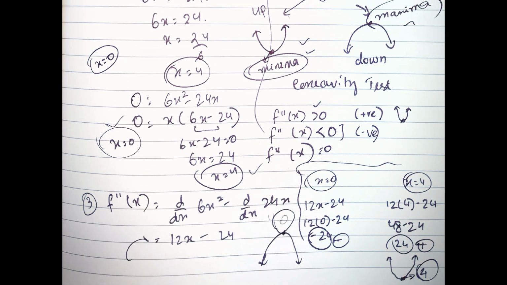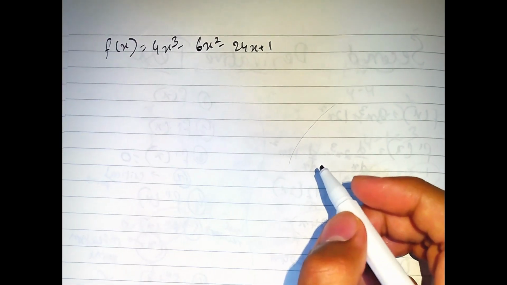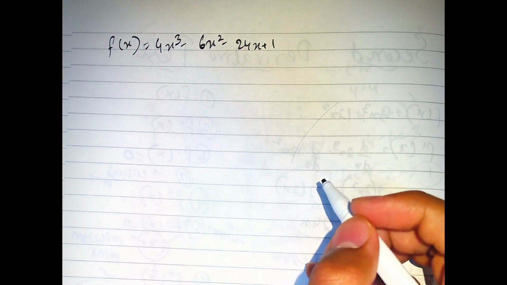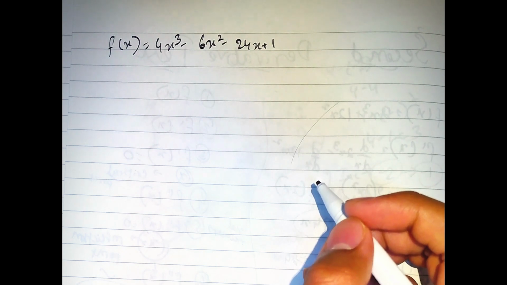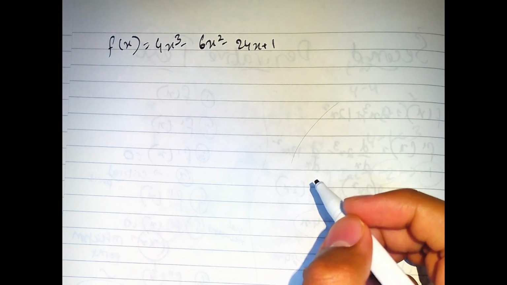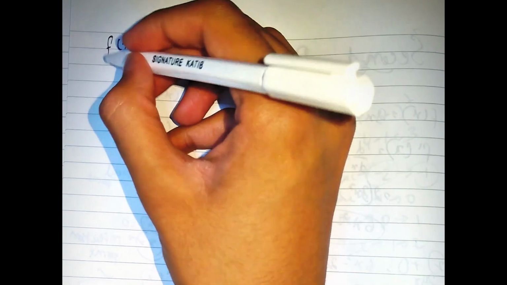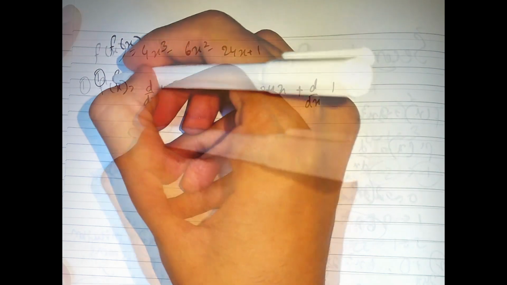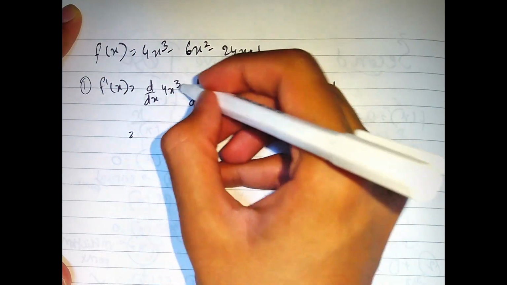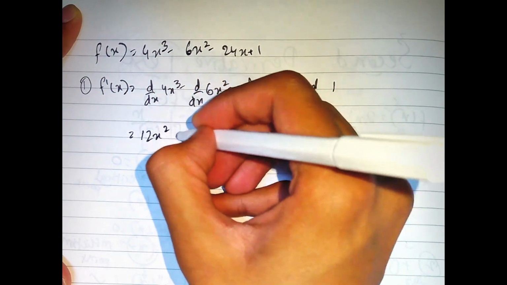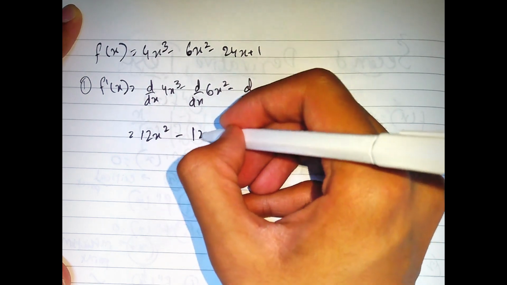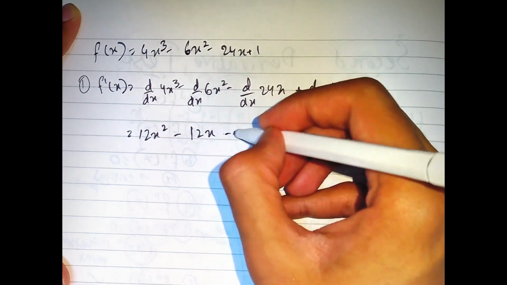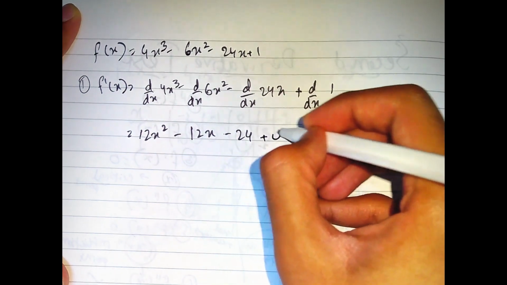Okay? Now let's try one more example. Okay, so there is a function 4x cubed minus 6x squared minus 24x plus 1. Now I would like you to try this question on your own and then watch my solution. So let's take the first derivative as a first step of solving this question. Now the derivative of 4x cubed will be 4 3s are 12x squared minus derivative of 6x squared will be 12x. Derivative of 24x will be negative 24 plus 0.